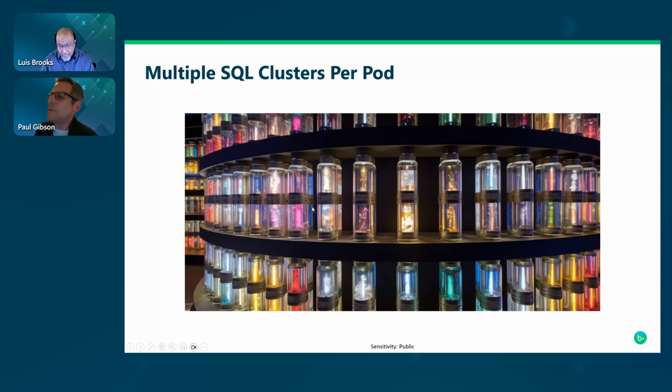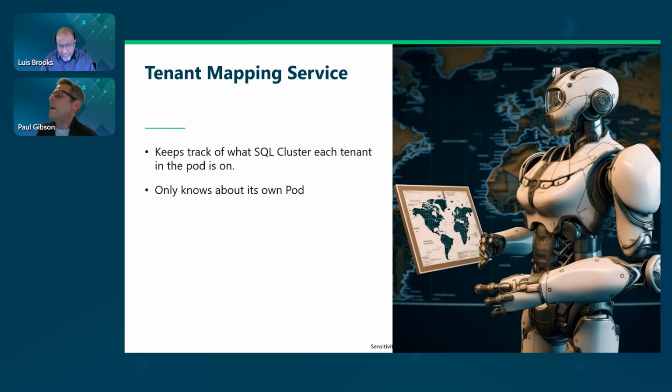And of course, we have multiple SQL clusters per pod. Because as I said, we might put 5,000 customers in a pod. And if I'm only going to put 200 customers on a cluster, you can do the math, meaning we're going to have lots of clusters. So we have lots of clusters across lots of pods, lots of moving parts going on. Which means when these calls come in, I've got to have some way to track, for a given service, what SQL cluster am I going to call? And so we have another service called the tenant mapping service.